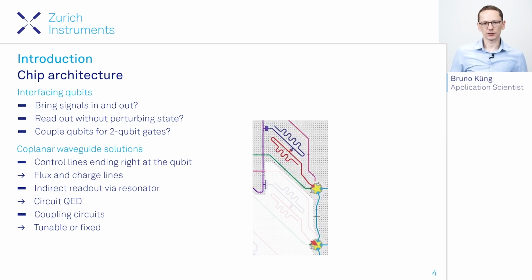And in the circuit QED architecture, which is often used with transmons, the readout is realized by passing the signal from the actual signal line through a resonator to the qubit, which can be thought of like a filter, so still isolating the qubit state. And then coupling circuits can also be realized as simple transmission lines, coplanar waveguides, as seen here, or you can place more complex circuits in between to tune the coupling as well.